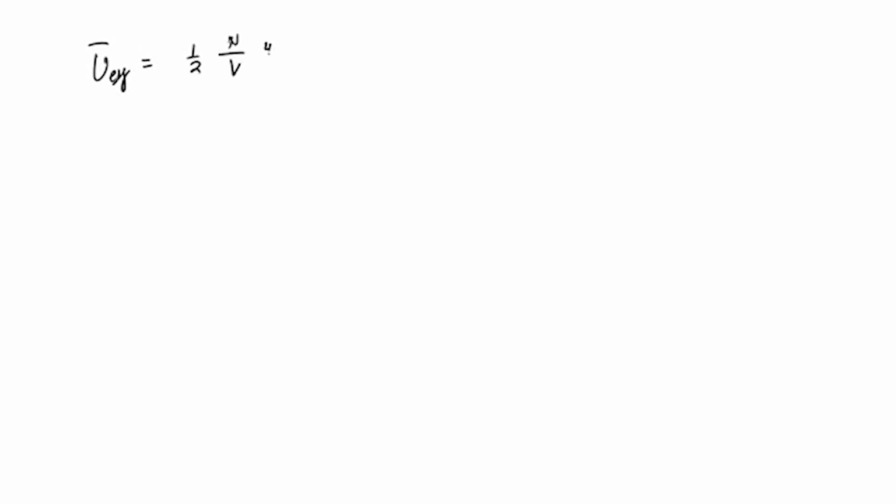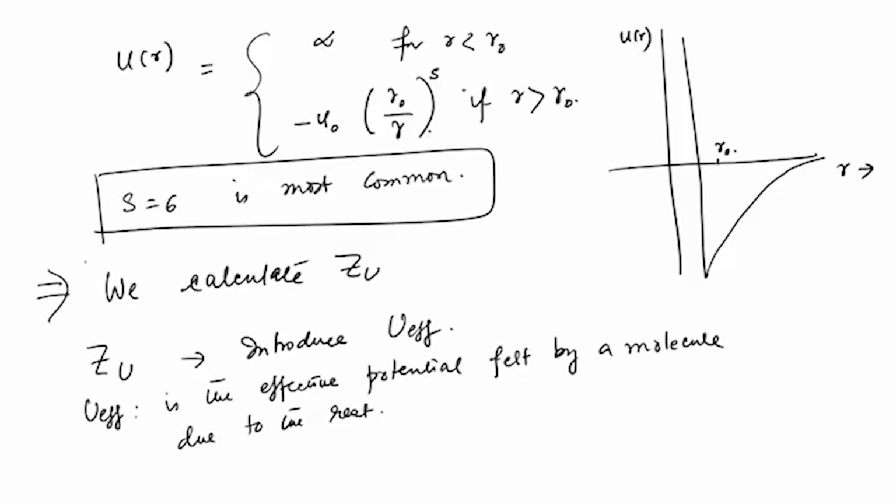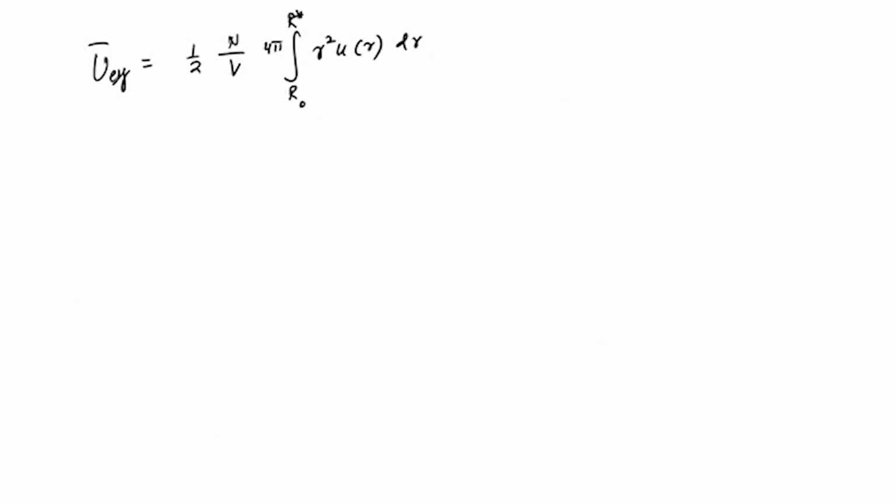So U effective average is equal to half n by V, and then there is a 4 pi, and an integral from r 0 to r star of r squared u of r dr. We will take this form that we have assumed here, and not the Lennard-Jones form, which is minus u 0 times r 0 by r to the power s. We leave s floating, that is, s is a variable, and as I said, s equal to 6 is most commonly used.